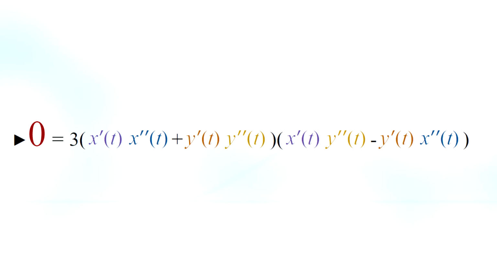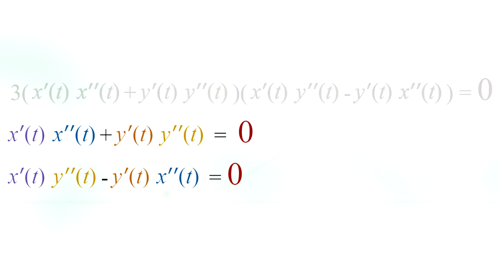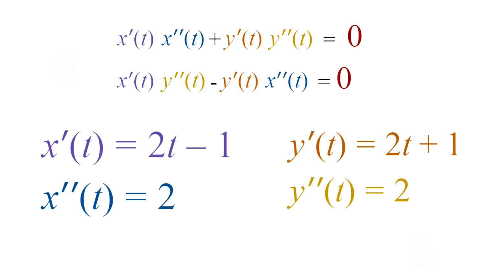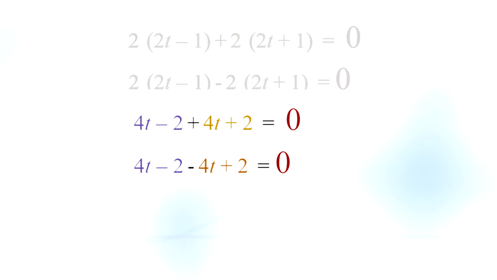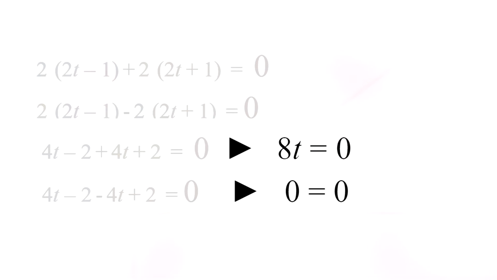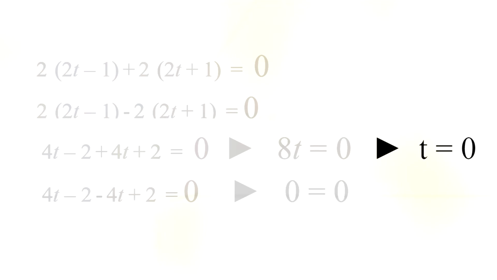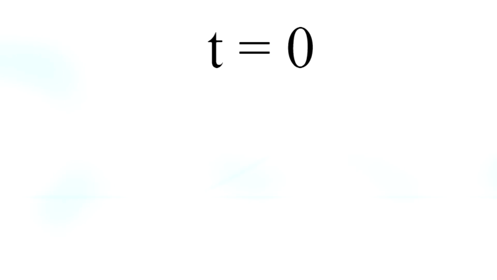Since we are multiplying two things to equal 0, we make either factor equal 0 to satisfy the equation, where x prime x prime prime plus y prime y prime prime equals 0, and x prime y prime prime minus y prime x prime prime equals 0. Alright, now we change these primes to the expressions we got, so we have these. Simplifying each equation, we will end up with an individual solution of t equals 0. And that does it for step 2.